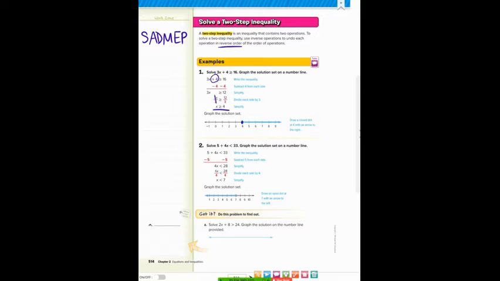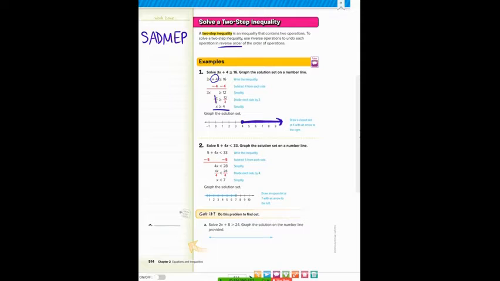We are going to put a closed dot on 4. The reason why it's going to be closed is that it is greater than or equal to 4. So we need to make sure we include 4 in the answer. Our inequality symbol is pointing to the right, so we are going to shade all of the numbers to the right of 4 on the number line. So here's the graph that matches our solution. This is showing that x can be any number greater than or equal to 4.